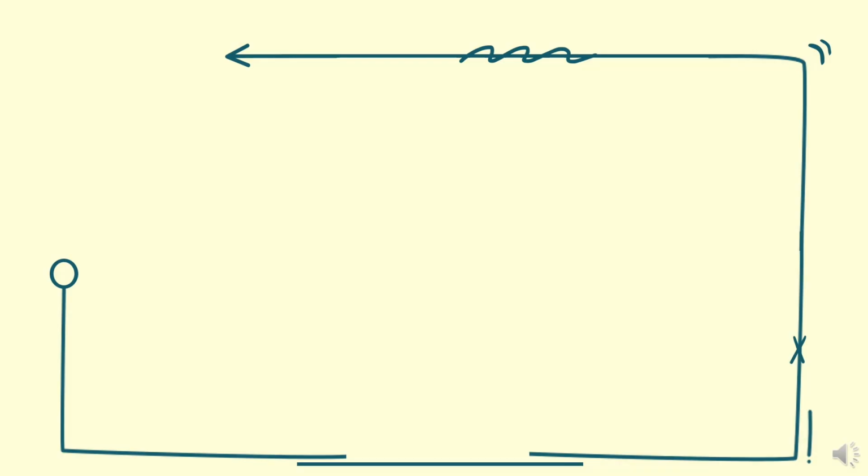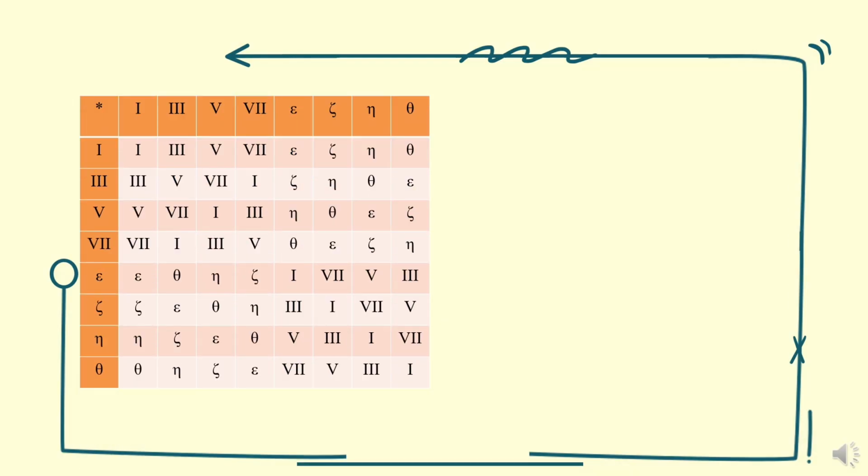Lastly, for the proper subgroup, we have the set of 1, 3, 5, 7, epsilon, zeta, eta, and theta. So B15 is a proper subgroup of B. Yes, because all of the elements in this table come from table B.